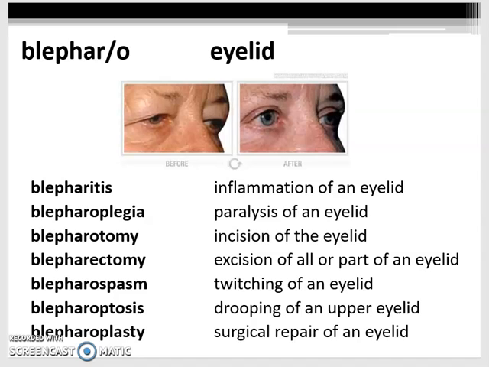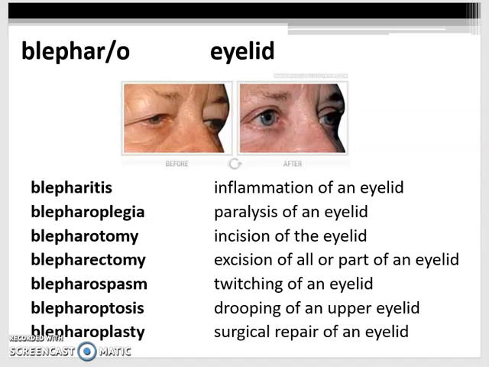It actually would be the paralysis of the muscles associated with an eyelid. Blepharotomy is incision of the eyelid. Blepharectomy is excision of all or part of the eyelid. Blepharospasm, you maybe have had these before, and they happen to me every once in a while, where there'll be a twitching in my eyelid. That's a blepharospasm, nothing to be concerned about. Blepharoptosis is a drooping of an upper eyelid, and blepharoplasty is a surgical repair of an eyelid.